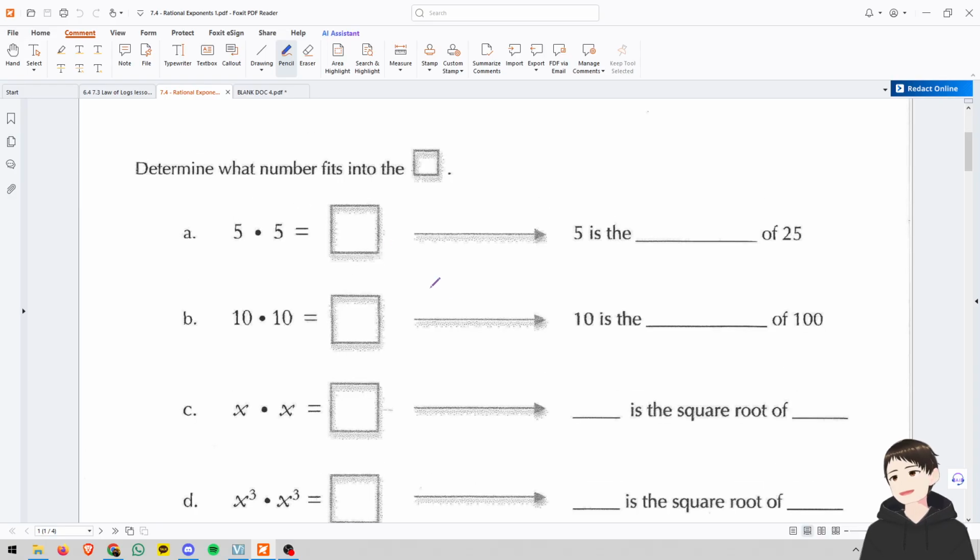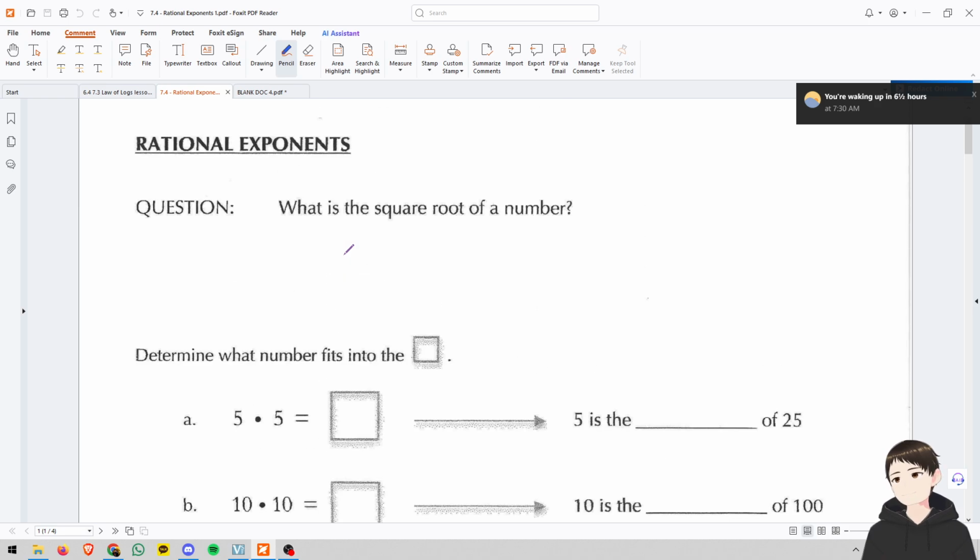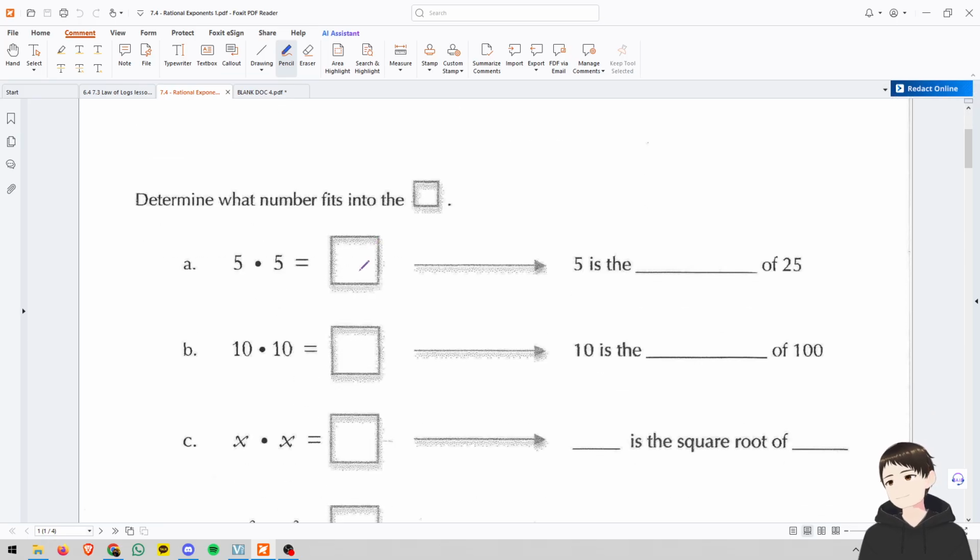Let's do this. 5 times 5. As an exponent, what number fits? Because we're going to address the question, what is a square root of a number? 5 times 5 is going to be 25. And so if I reverse it, 5 is the square root of 25, right? Because 25 comes from 5 multiplying by itself. So you can also write it as 5 squared.